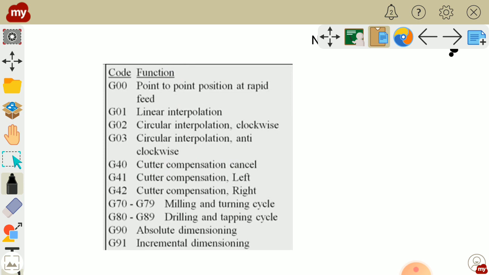Suppose the first code is G00, point to point positioning at rapid feed. G01, linear interpolation. G02, circular interpolation clockwise, and G03, circular interpolation anti-clockwise. G40, cutter compensation cancel. G41, cutter compensation left. G42, cutter compensation right. G70 to G79, milling and turning cycles. G80 to G89, drilling and tapping cycles. G90 and G91, absolute and incremental dimensioning.